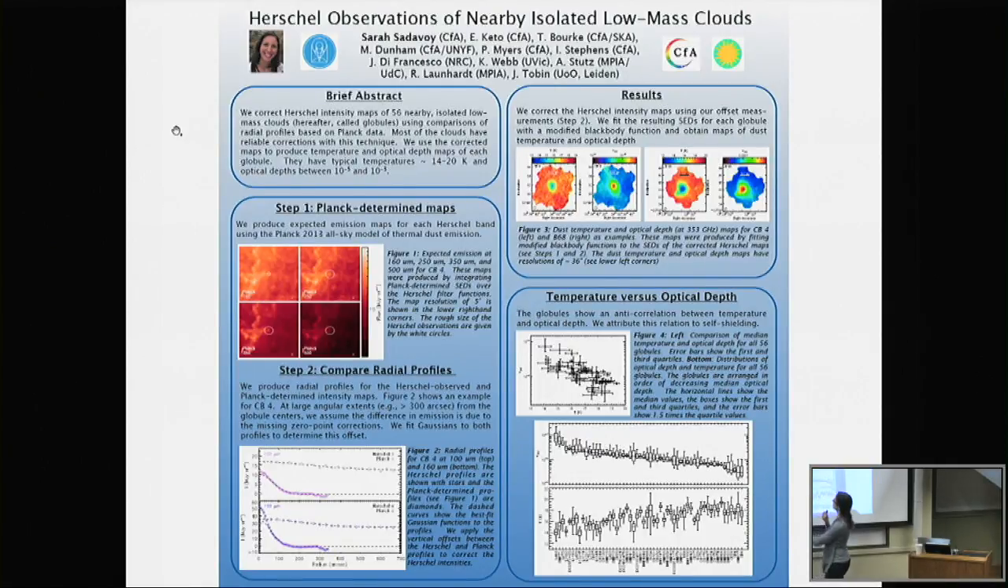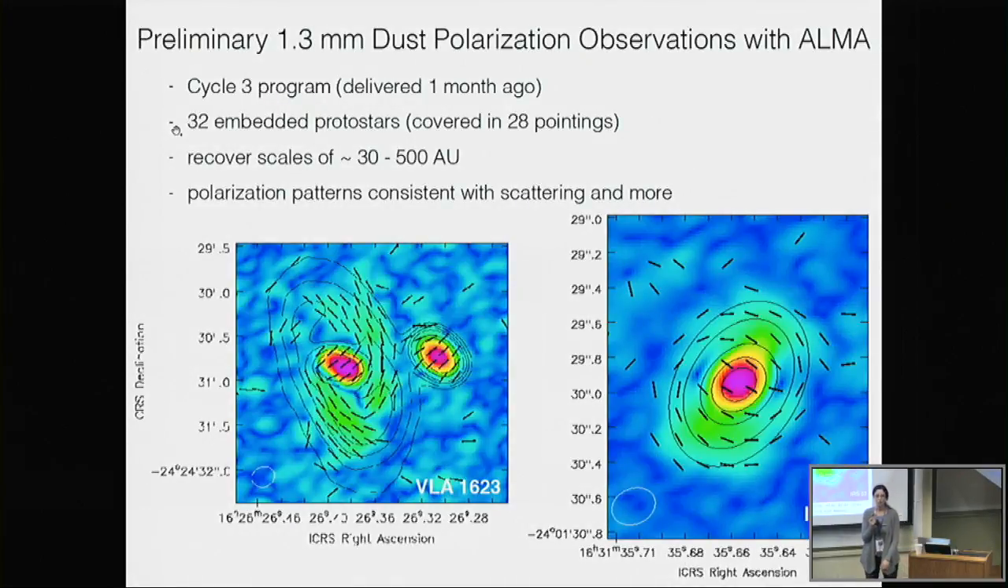What I have here is actually my poster, because I was lazy and didn't want to make a new slide. Just very briefly, this is submitted work to correct Herschel observations of small maps of low mass clouds. You need to use different techniques in order to do this, and that is what this study in particular tried to do. If you're interested in learning more, please feel free to come see me or go read the poster. But what I'd rather highlight is some recent ALMA observations.